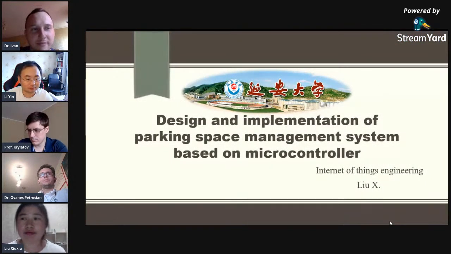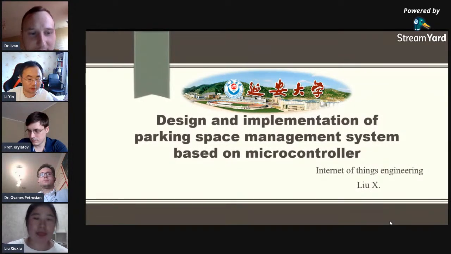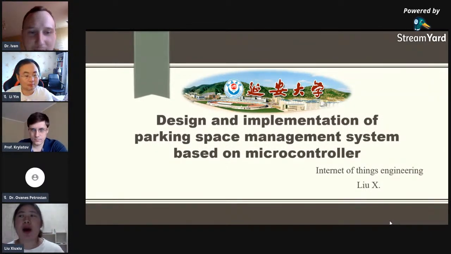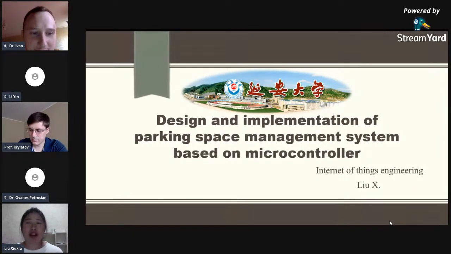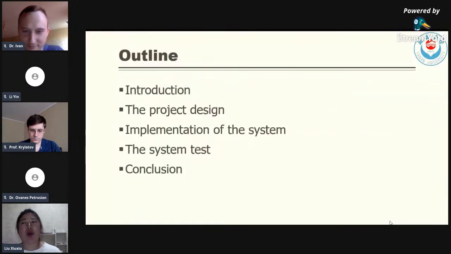Very good. Good afternoon, everyone. My name is Yu Xiuxiu. I'm from Yan'an University, majoring in Internet of Things Engineering. The topic of my report today is the design and implementation of a parking space management system based on a microcontroller. This paper is divided into 5 parts, including the introduction, the project design, implementation of the system, test, and conclusion.